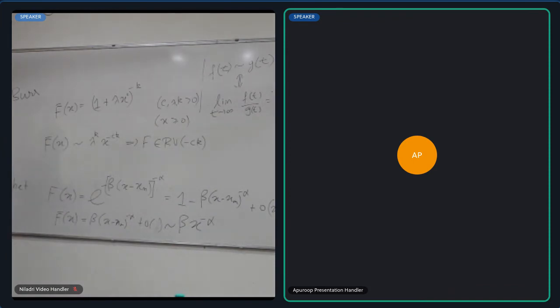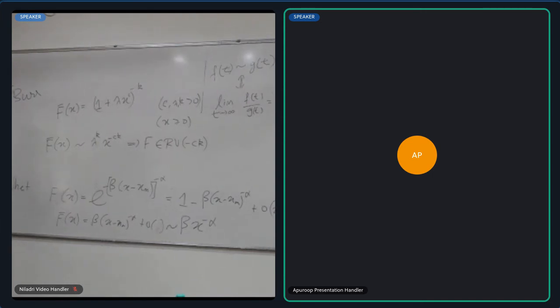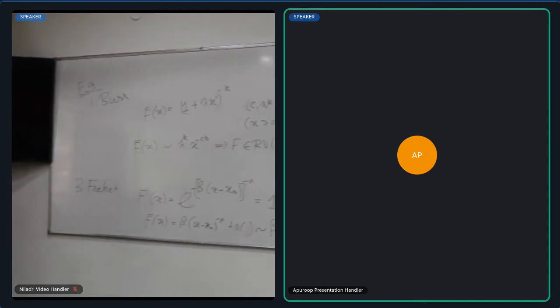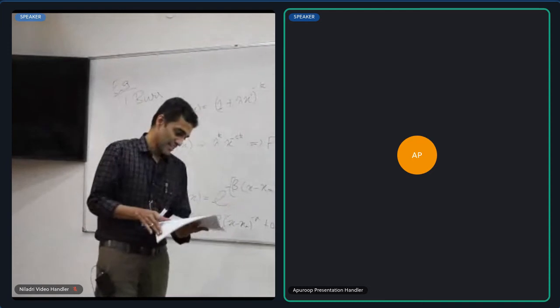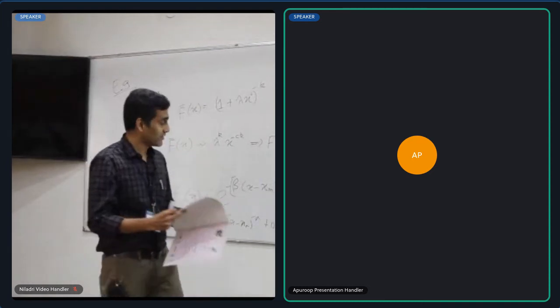right? So again, I don't care about characterizing what exactly the slowly varying function is. There are some slowly varying functions such as this thing represent, right? And so that shows that the Frechet is in fact regularly varying with index minus alpha. Okay, so that is what I had to say about regular variation.